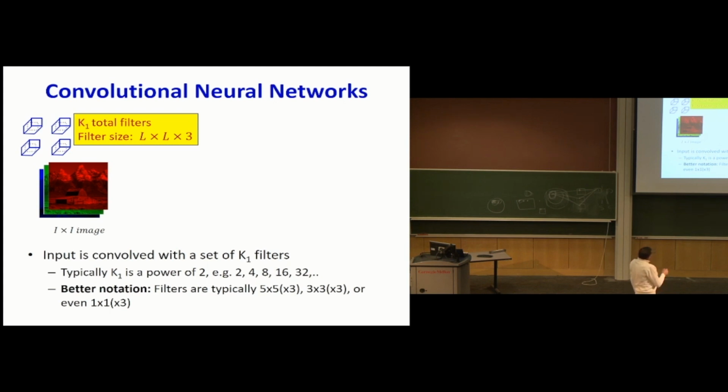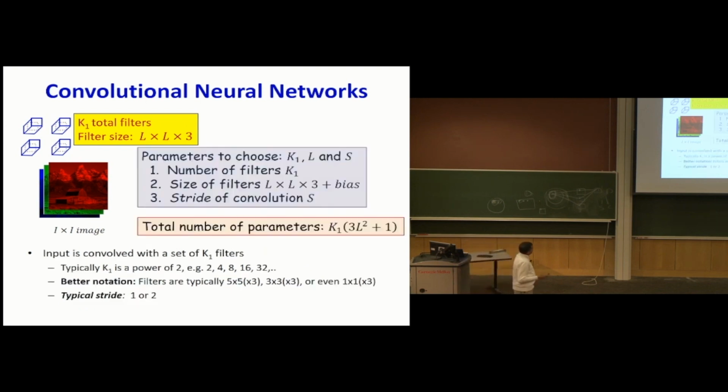So to actually represent the filter, it's better to say 5 cross 5 and put the times 3 in parentheses, because the actual scanning is being done in the 5 cross 5 space. You're not scanning across the 3, right? So I'm just using this notation to distinguish between the scanned dimensions and the non-scanned dimensions. So the total number of parameters here are going to be the number of filters, the span of the filters, and the stride. So the total number of parameters is going to be K1 times 3L squared plus the bias. The stride S is not actually a parameter, it's a design choice, right?